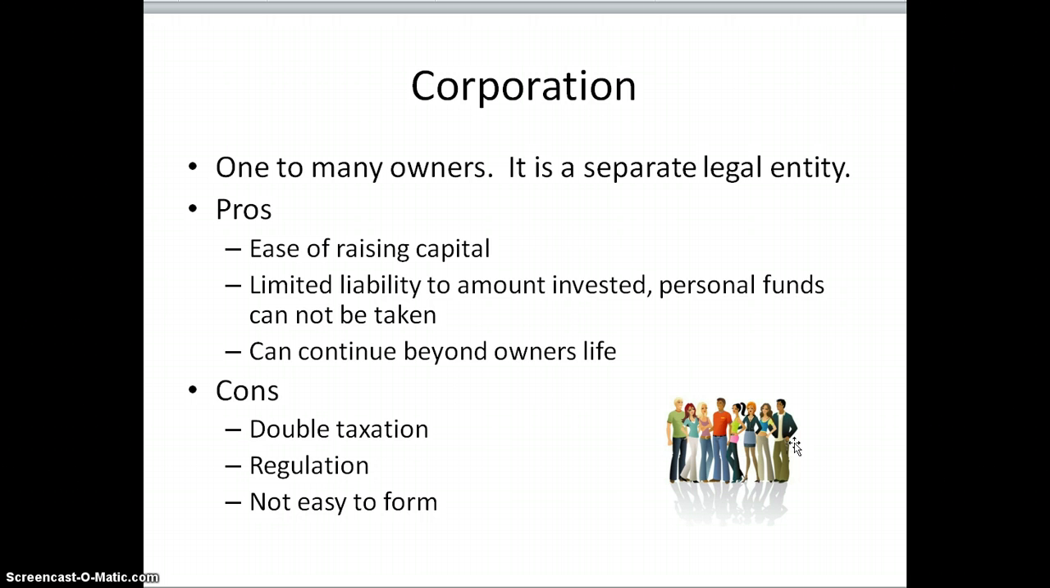So that protects us who buy shares in another corporation. Sometimes you don't think of yourself as an owner, but you are. And it can also continue beyond the owner's life. When people enter and leave the corporation, it doesn't affect the life of the corporation. You can buy and sell stock all the time.